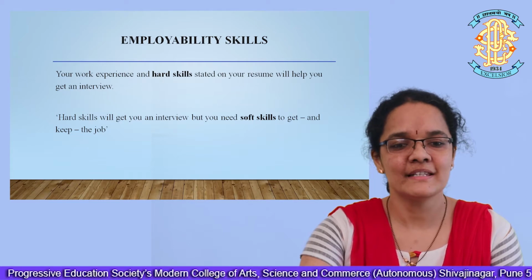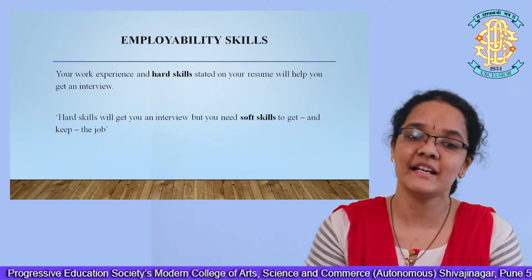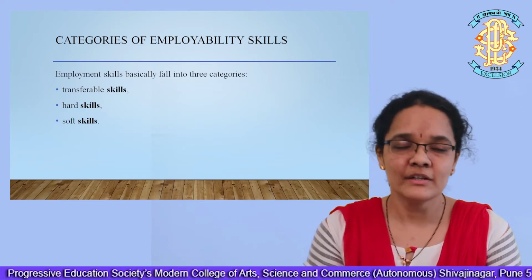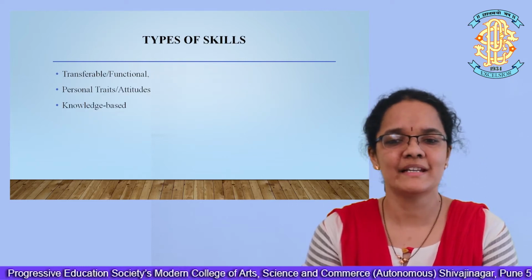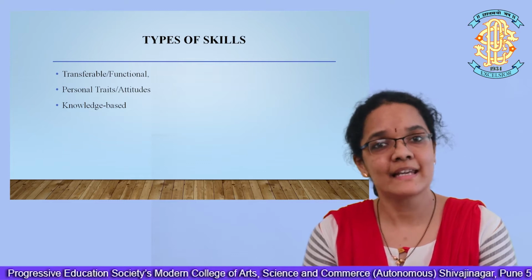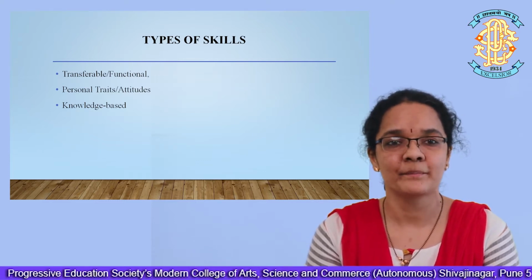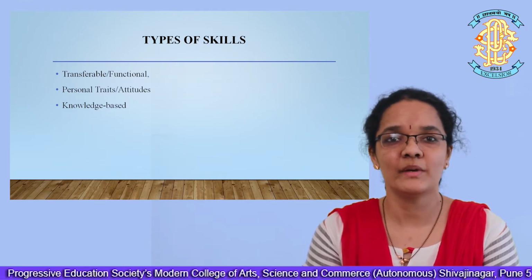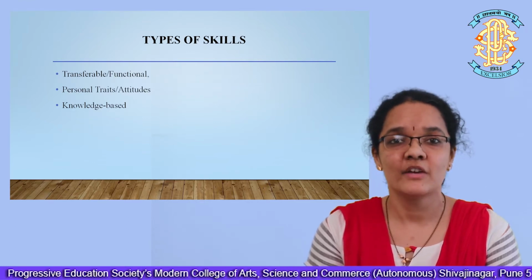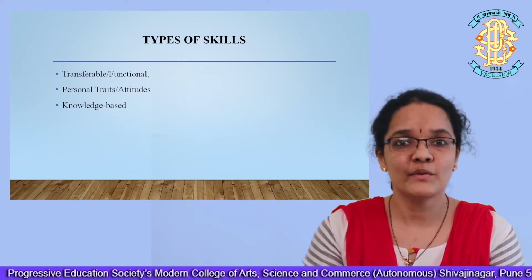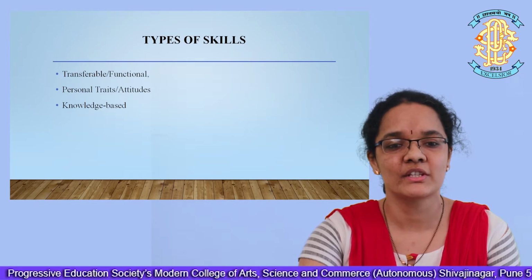So when we say skill, it can basically be categorized into three aspects. Firstly, transferable, or also functional skills. Second category is personal traits or attitude skills, and the third type is known as knowledge-based skills. So let's have a look at what these three skills are. First, transferable skills or functional skills.